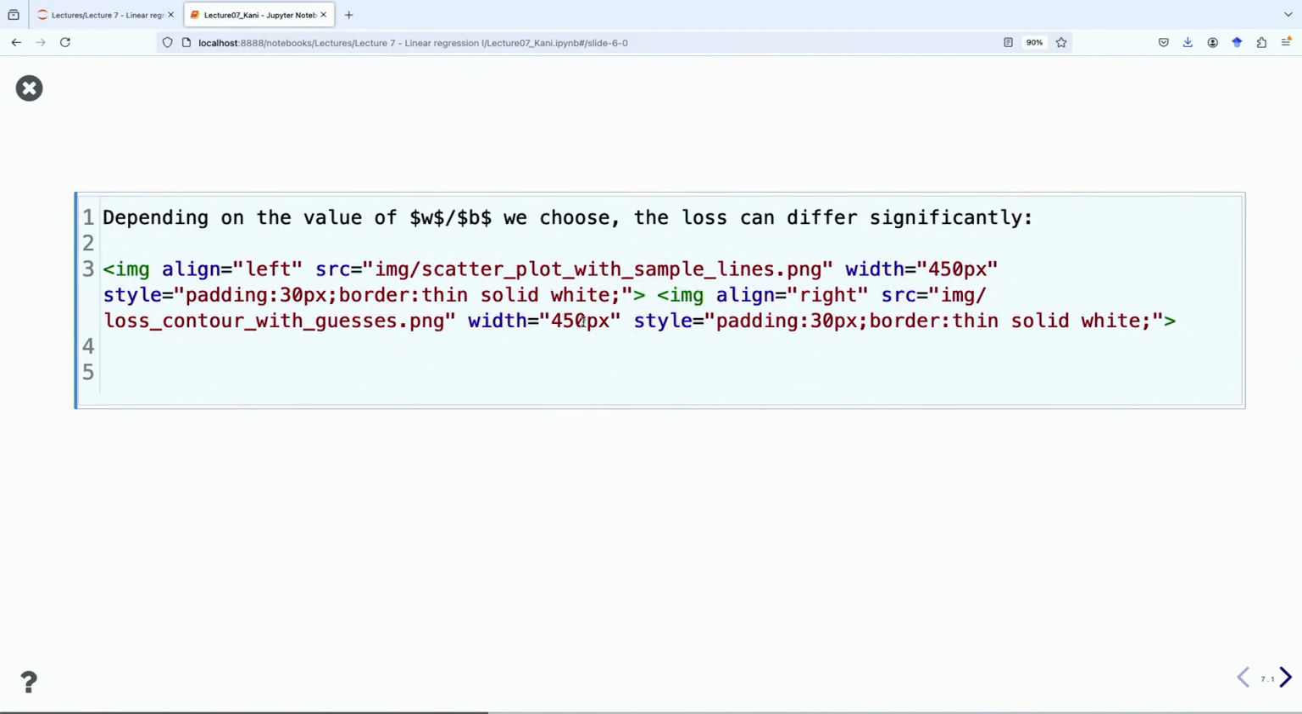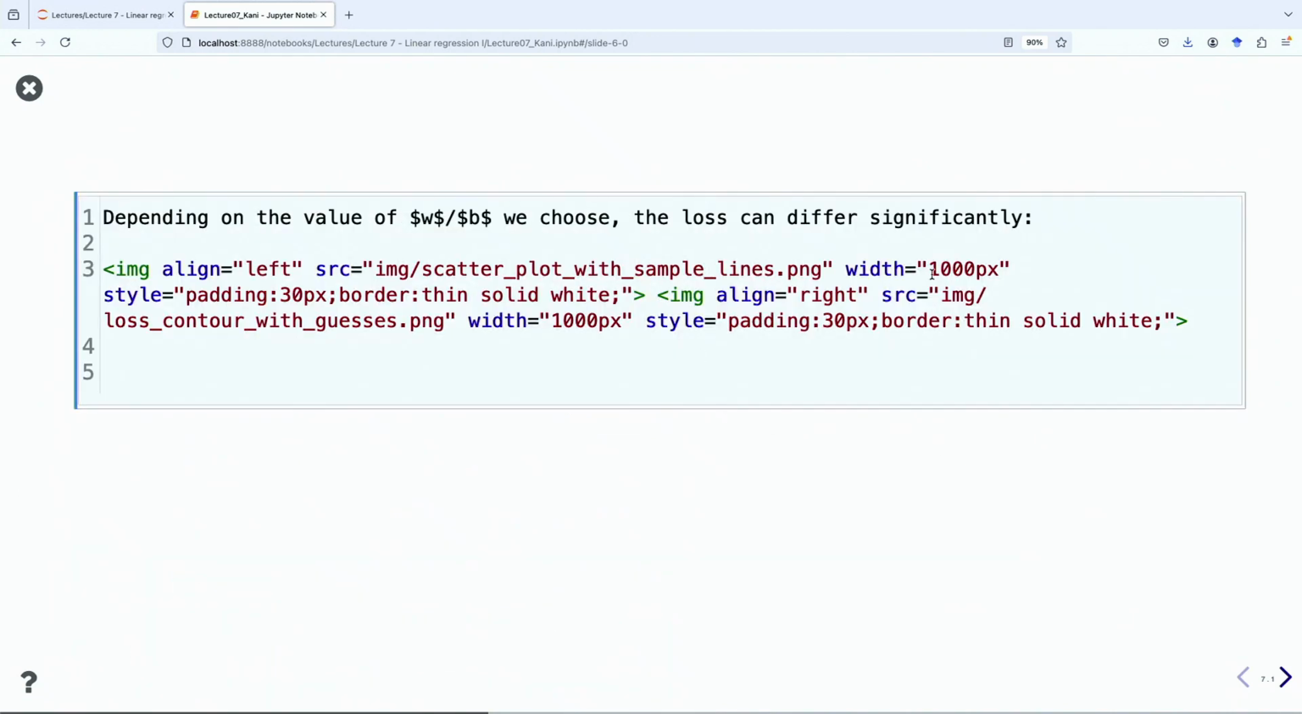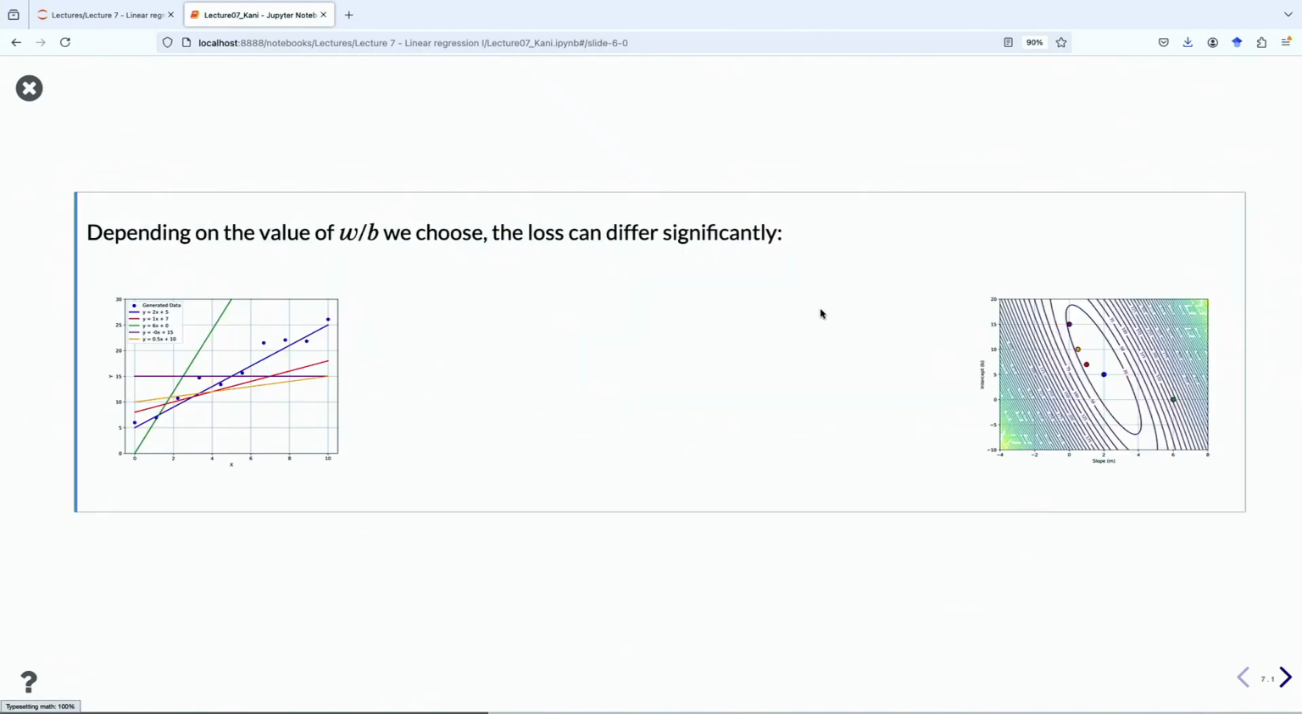Actually, let me make these images a little bigger. It's always a problem because when I open the Jupyter Notebook, the default... okay, fine, don't do it. Don't be nice. All right, my computer wins.